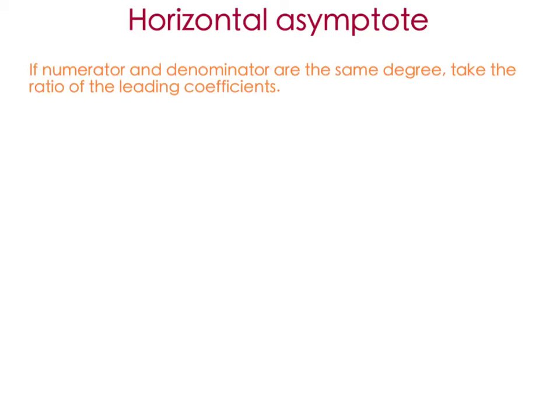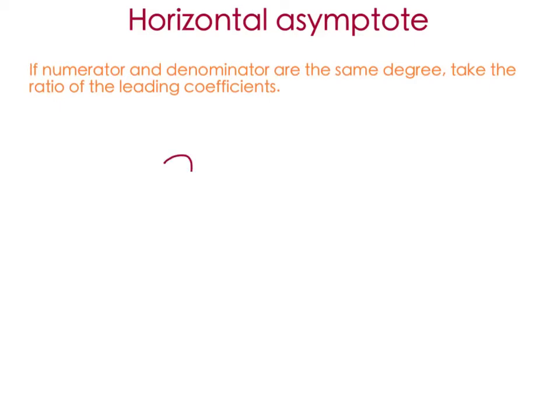Alright, the second thing is your horizontal asymptote, and there's no S on this. There can only be one horizontal asymptote, if there will be one at all. And for that, we have 3 separate situations. If the numerator and the denominator are the same degree, and we did this yesterday with the linear over a linear, if they're both quadratic or both cubic or whatever, then you're going to take the ratio of the leading coefficients.